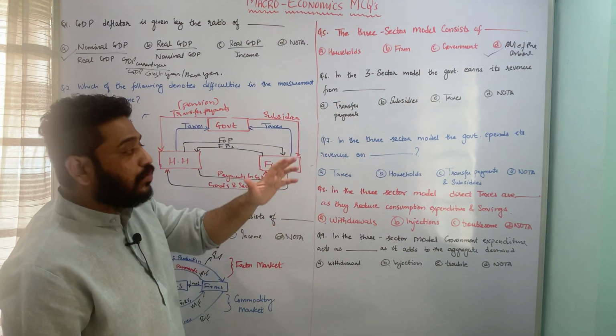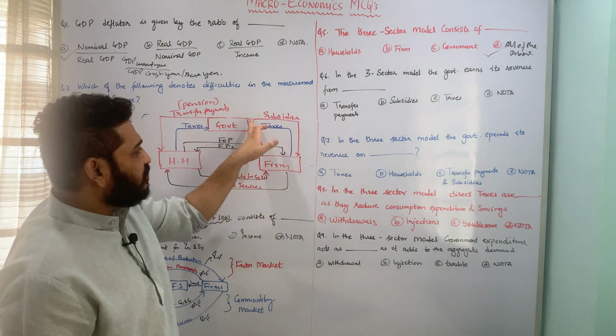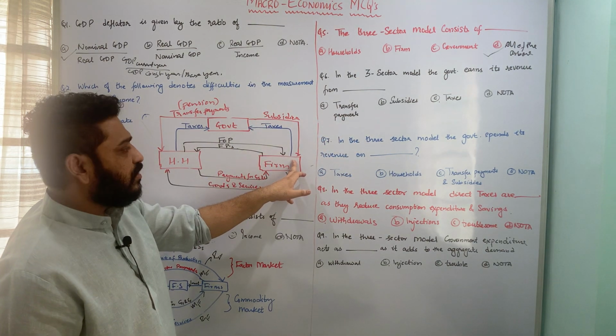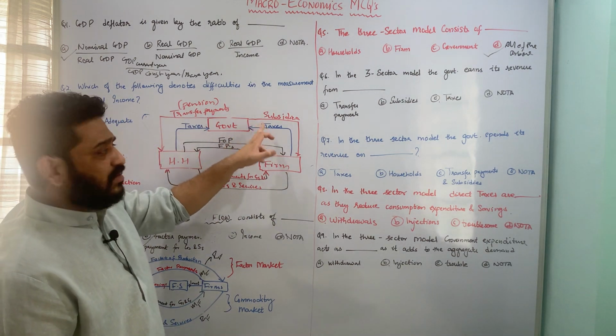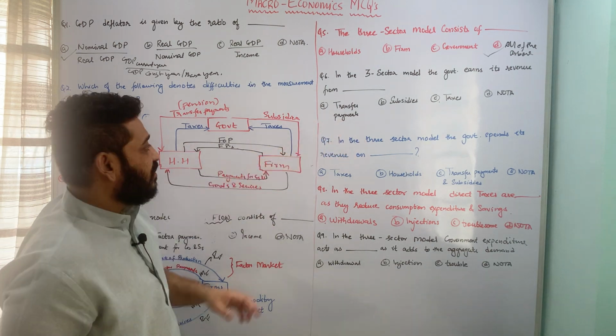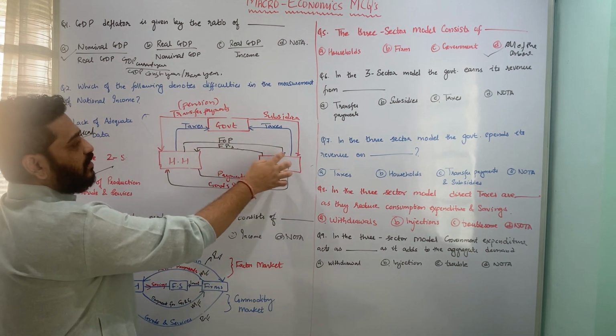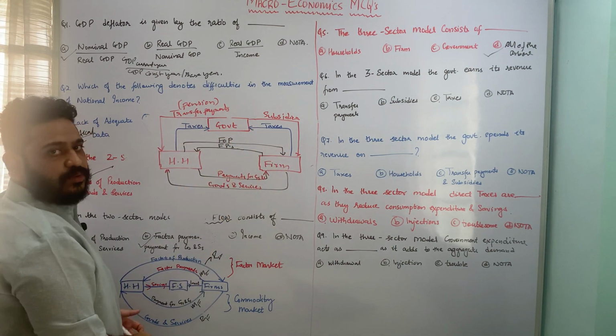Let us move to the next question, which is: in the three sector model, the government earns its revenue from dash. Now how is the government earning revenue, whether it is from transfer payments? No, transfer payments are going away from the government to the household. Subsidies are going away from the government to the firm. Taxes, yes, taxes are coming towards the government. That means this is the source of revenue for the government.